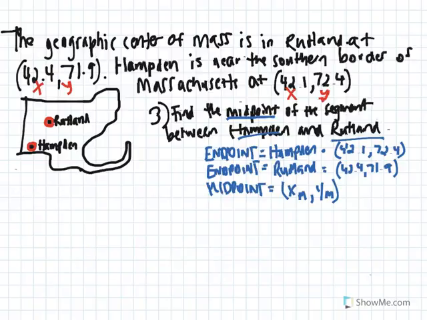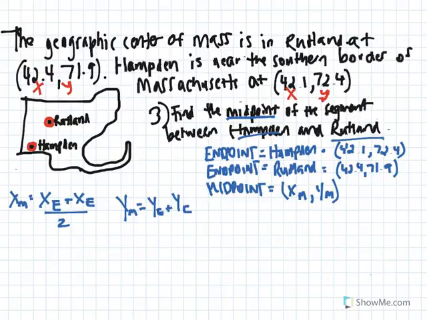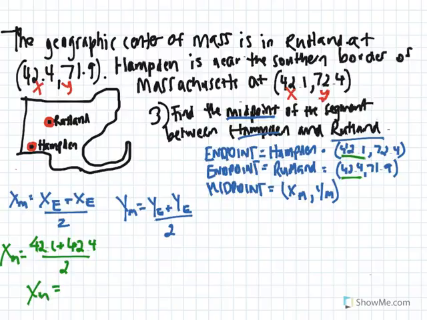So let's write out our formulas. We have x midpoint equals x endpoint plus x endpoint over 2. We have y midpoint equals y endpoint plus y endpoint over 2. Let's plug in our values, okay? So our x endpoint is 42.1. So we have 42.1 plus 42.4 over 2. Our x midpoint is going to be 42.25.